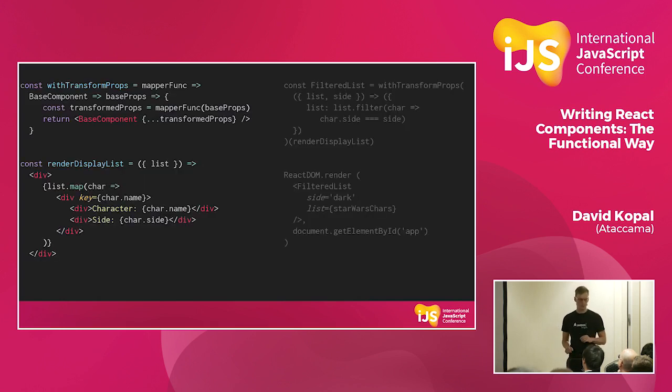And now if we check our two components, our with transform props component and render display list component, they are both independent of each other. With transform props component doesn't know where the data goes, and render display list component doesn't know where the data is coming from. So writing reusable components, higher order components, as well as presentational components will help you to avoid unnecessary duplication. It will also force you to write simpler functions.